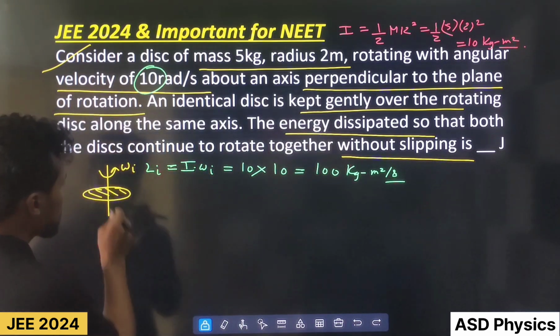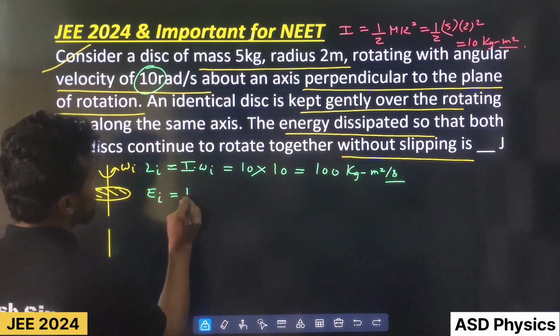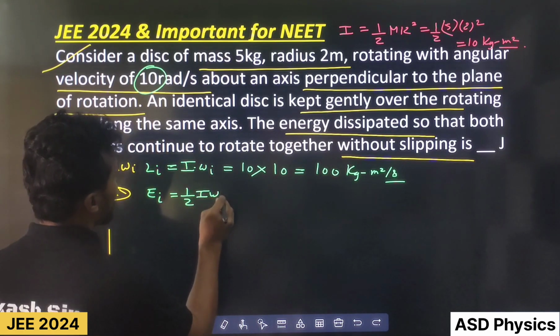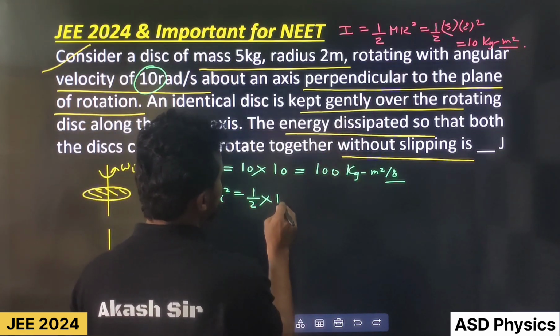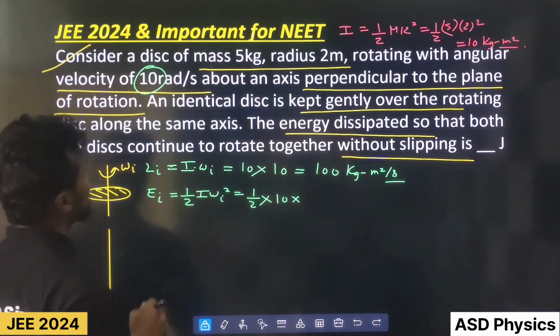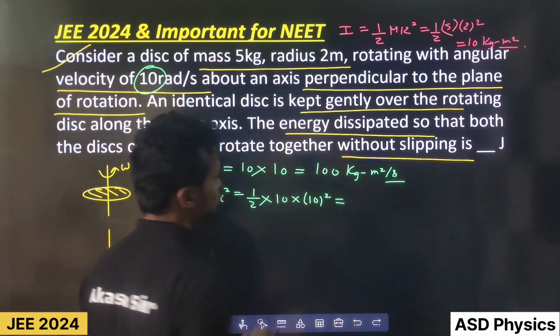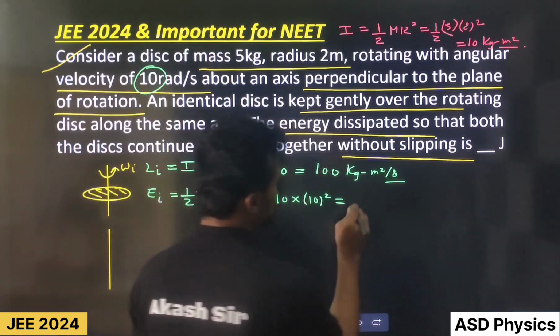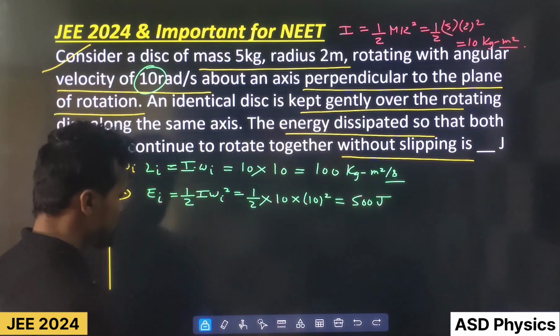After that, the initial energy, E I. What is the formula? Half I omega square. Half, moment of inertia already calculated 10, and omega I square, omega is 10, so 10 square. When you simplify this, it comes to 500 joule. Now our initial condition is ready.